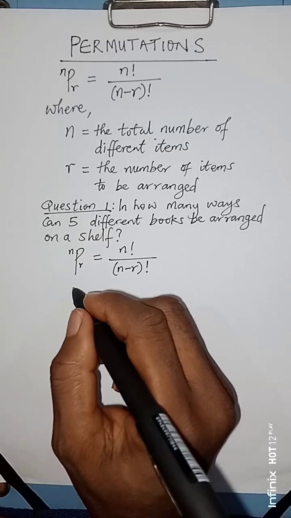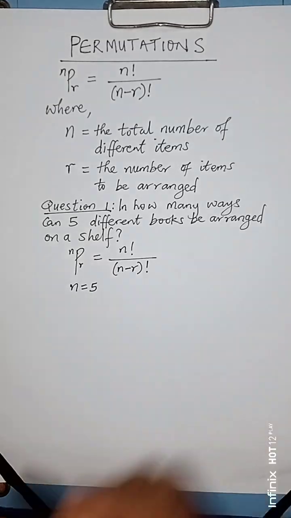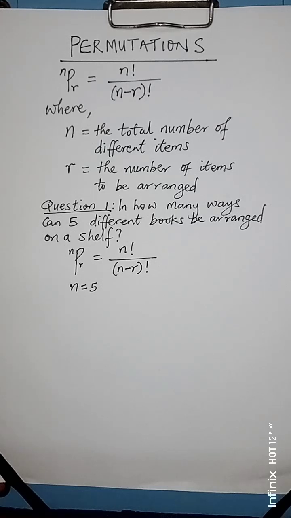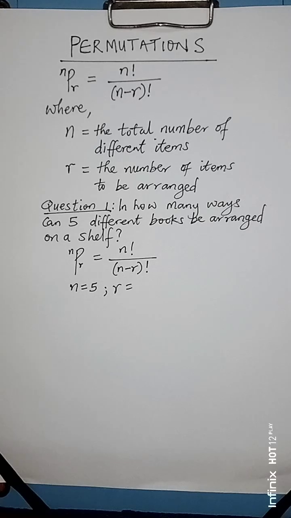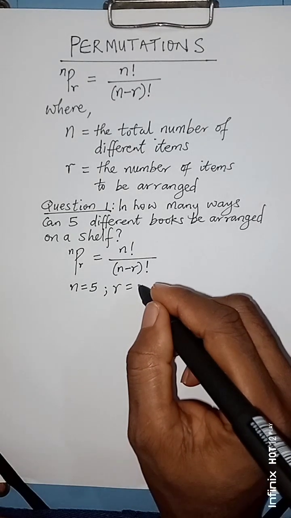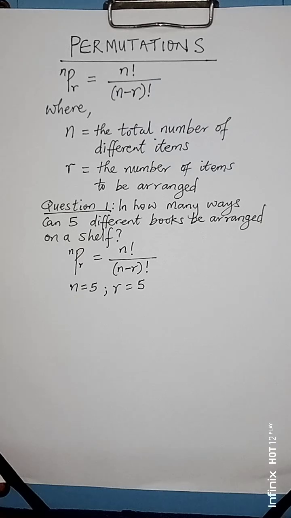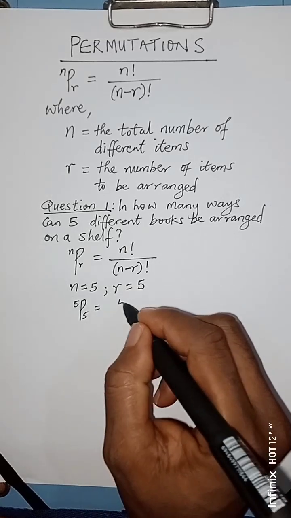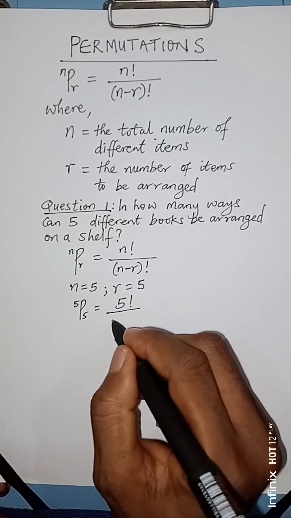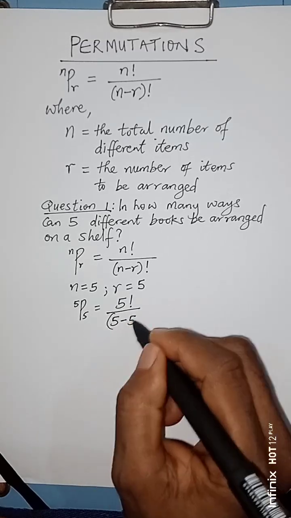So in this case, what is n? n is 5 because there are 5 different books, which is the total number of different items we have. But what is r? r, remember, is the number of items to be arranged. So how many items are we arranging in this question? We are still arranging the same number of different books we have there, which is 5. So this question has r and n as 5. If we apply the formula, this will be 5 factorial divided by (5 minus 5) factorial.